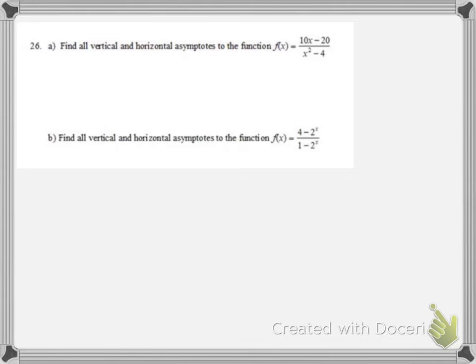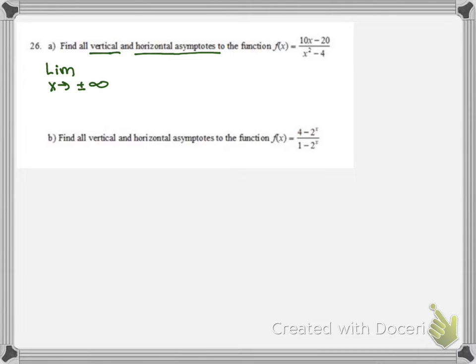In this question, you've been asked for both vertical and horizontal asymptotes. And they're going to come from different parts of the graph. The horizontal asymptotes come from the limit as x approaches positive and negative infinity.